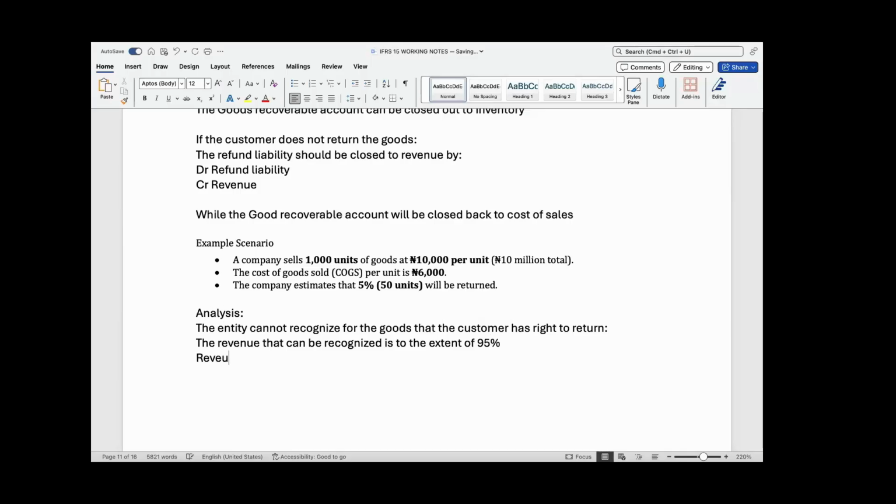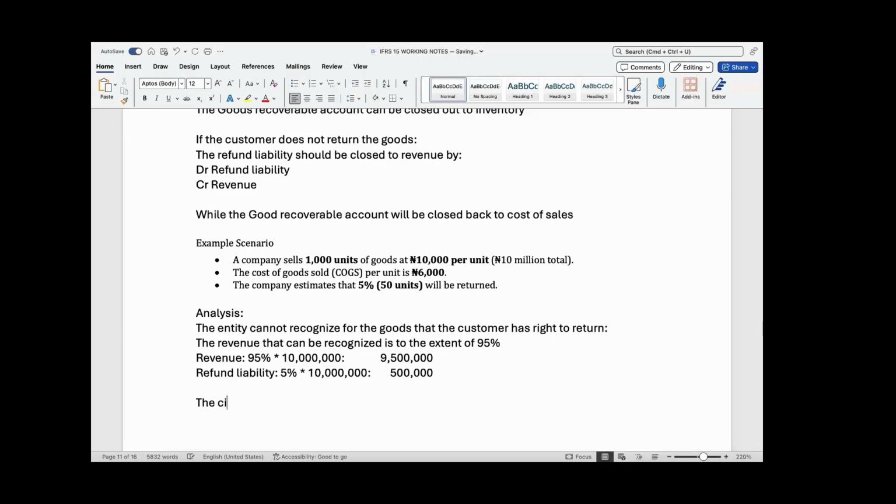So our revenue is simply 95% times 10,000 times 1,000, which is 9.5 million. The balance will be recognized to a refund liability account, which is that 5% that is returnable. And that's 500,000. You know, these two, they are credits. The remaining debit is bank. We have received money, but let me just leave debit and credit alone.